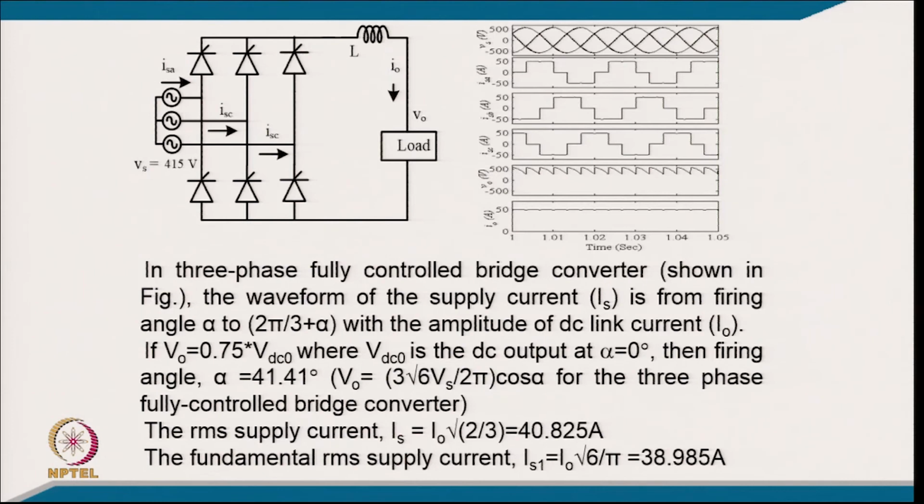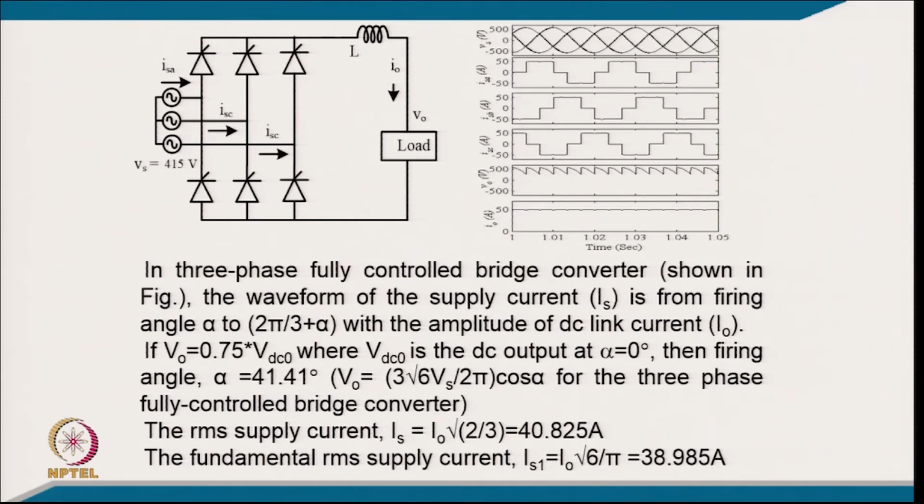controlled converter. So, coming to the second part of it, we have a thyristor converter with a highly inductive load, and this is the quasi square wave current with the supply voltage, this is the output voltage and this is the current. So, in the 3-phase fully controlled bridge converter shown in the figure, the waveform of the current is from firing angle alpha to alpha plus 2 pi by 3, that is 120 degree conduction with the amplitude of DC current, and if VO equal to 0.75 VDC0 at alpha equal to 0, then the firing angle comes from this relation, 41.41.